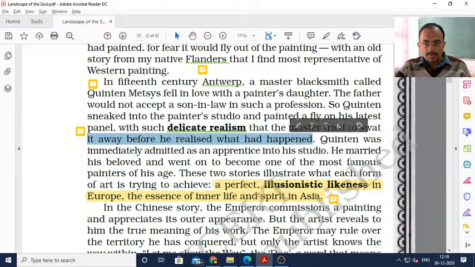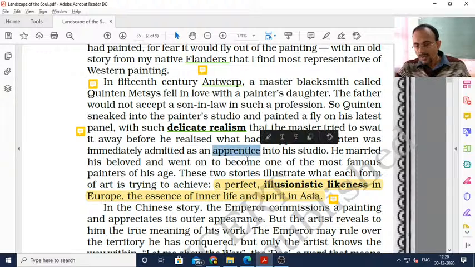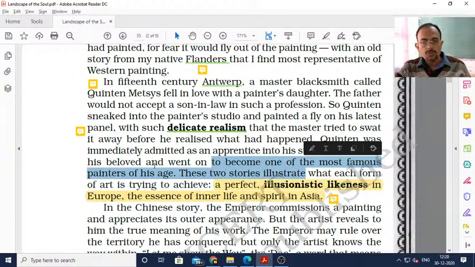It means the fly that was painted on the canvas was so real that even the painter himself was not able to understand if it was a painted or a live fly. So he was very much impressed with the blacksmith's art of painting. Then he immediately admitted him as an apprentice. Apprentice means trainee or learner in the painter's studio. And then the blacksmith married his beloved and went on to become one of the most famous painters of his age.